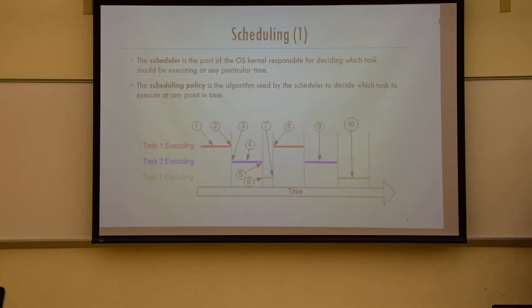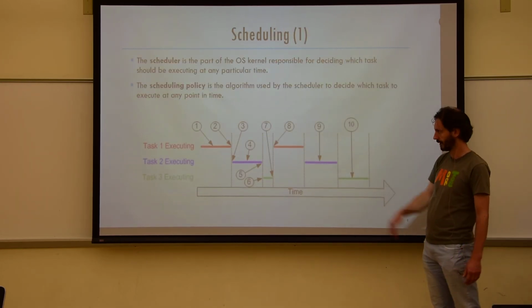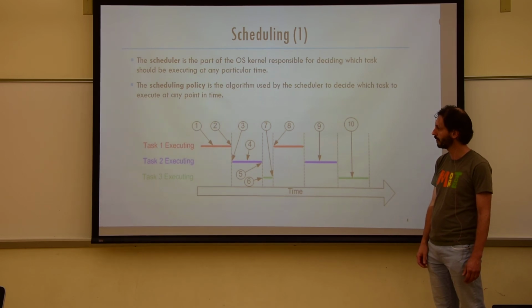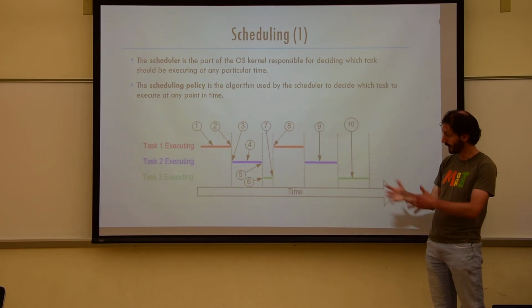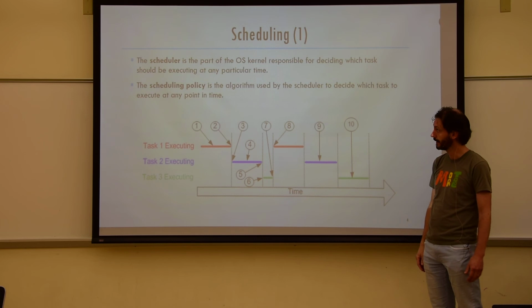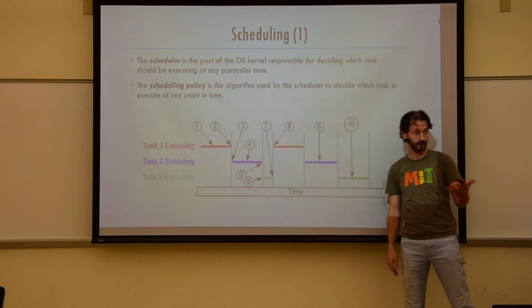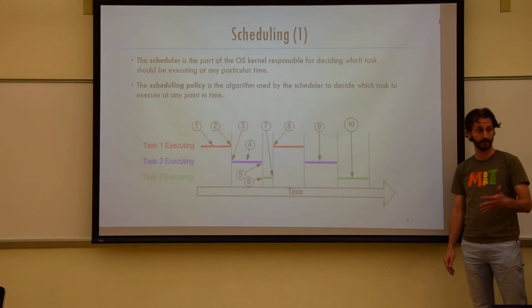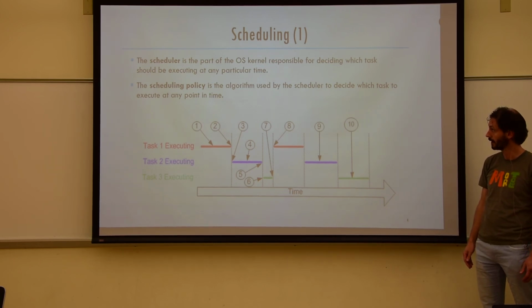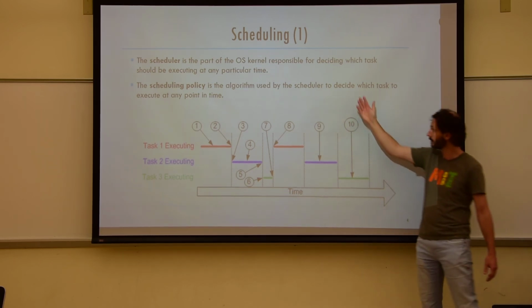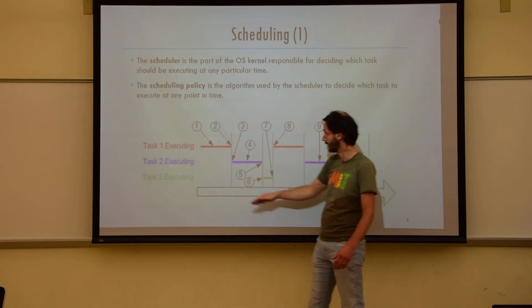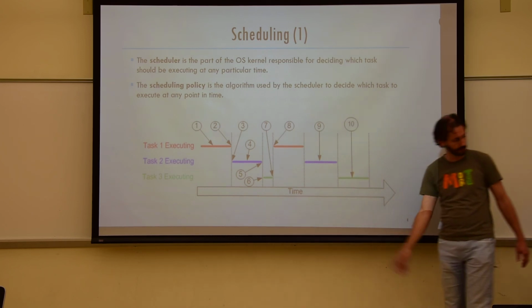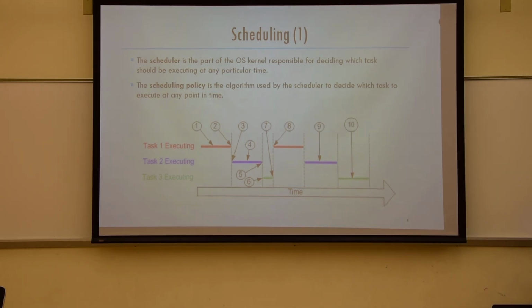So let's think about another example, this one for example. The scheduler here is the part of the OS kernel responsible for deciding which task is going to run when. And the scheduling policy is the algorithm, for example round robin, that is used by the scheduler to decide which task is executing next. I will switch back and forth a little bit on this diagram because the next slide explains that.